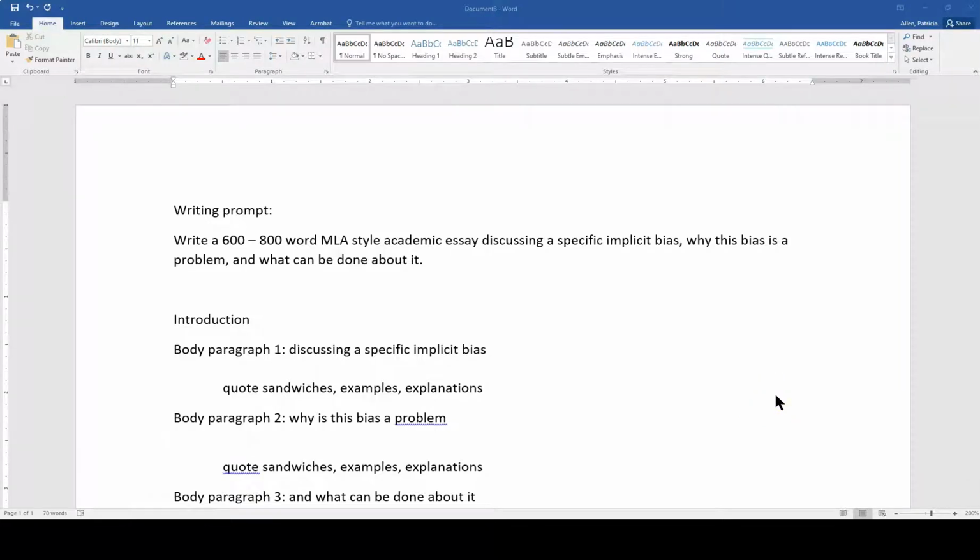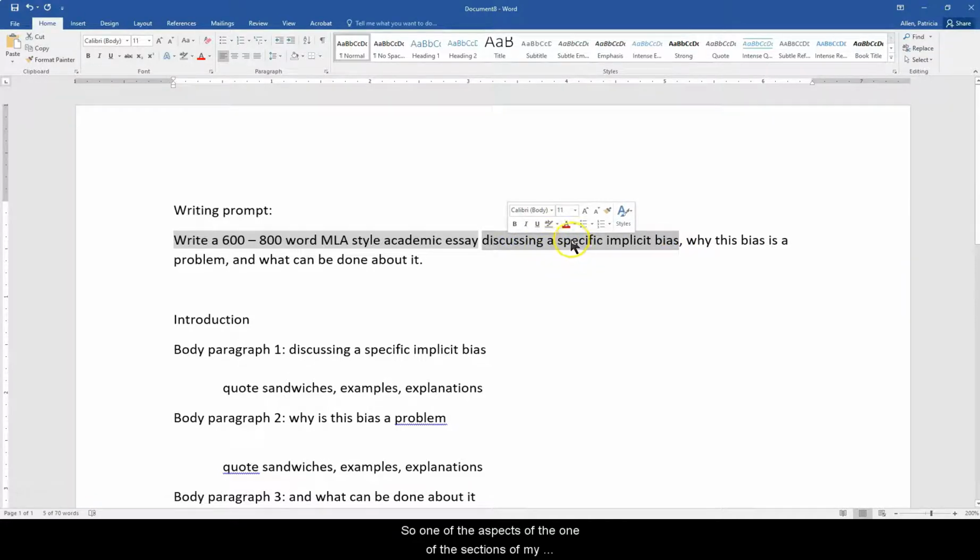Okay, I'm going to start this explanation just by reviewing the essay that we are currently working on. The prompt is to write a 600 to 800 word MLA-style academic essay discussing a specific implicit bias, why this bias is a problem, and what can be done about it. So just from looking at this prompt, the first part gives me the information about what kind of paper I'm writing, how long it needs to be, and that sort of information. The second part actually tells me what I have to write about in the paper.